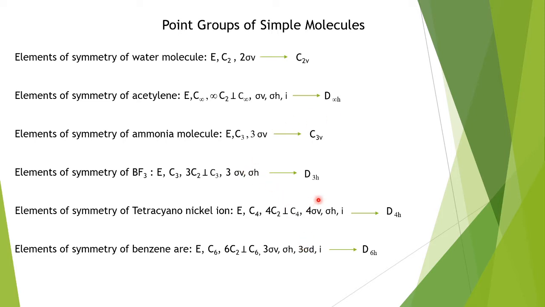Here also similarly, here E, here again C3 has C3, and there are 3 C2, then 3 sigma V, sigma H. So we'll get a total of 1, 3, 6, 9, and 10. So the order will be 10. Okay, you can count for the rest of the point groups you have already studied.